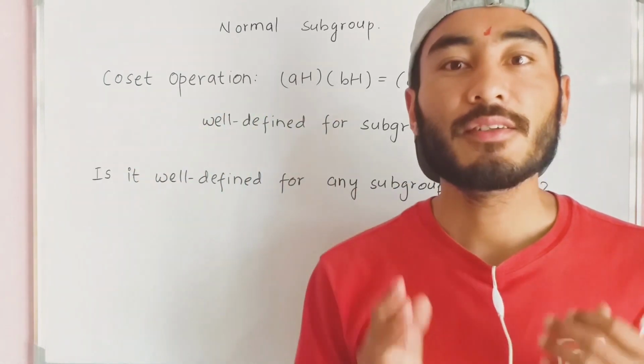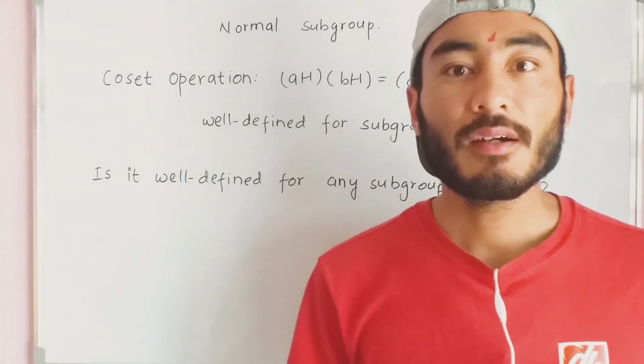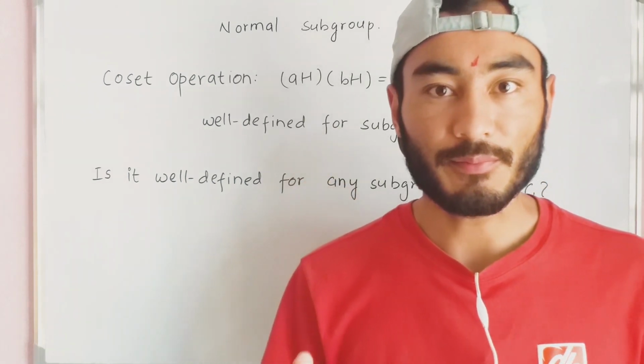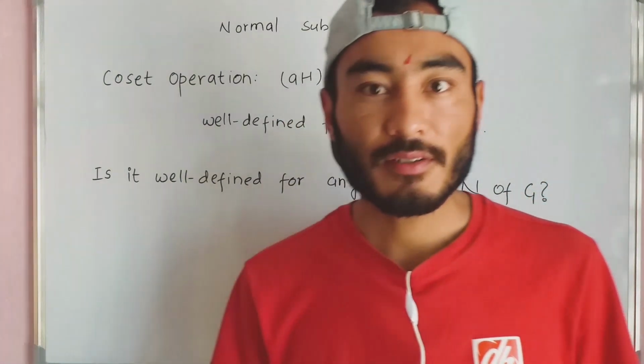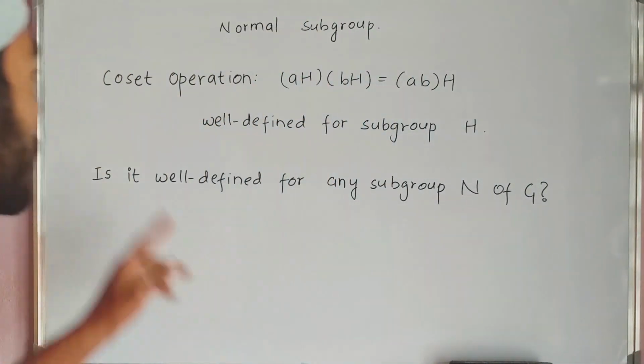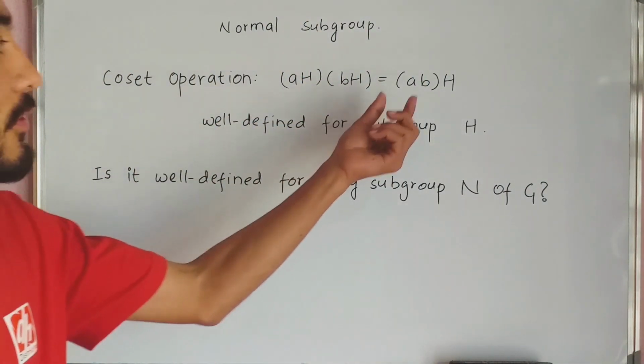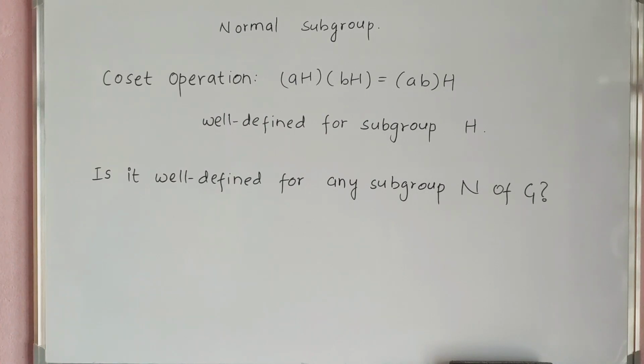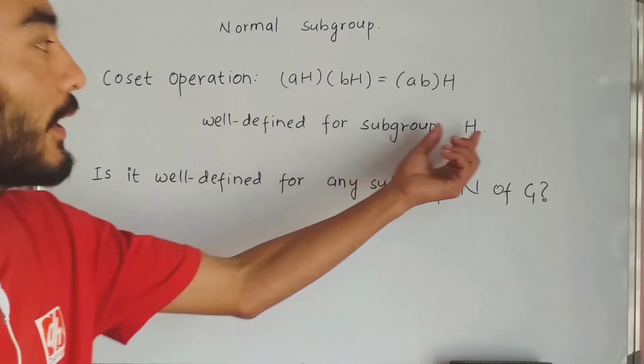Hello everyone, this video is on normal subgroups. Normal subgroups are a very important type of subgroup. First we discuss the motivation behind the study of normal subgroups. The quotient operation aH·bH = abH was well defined for a subgroup H.